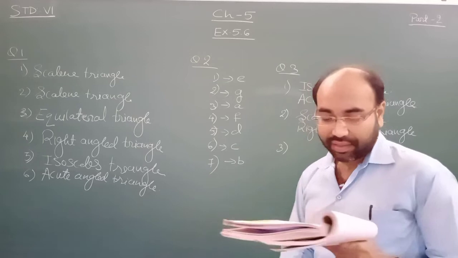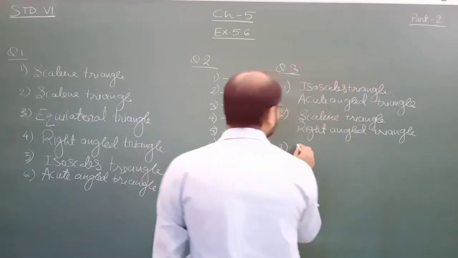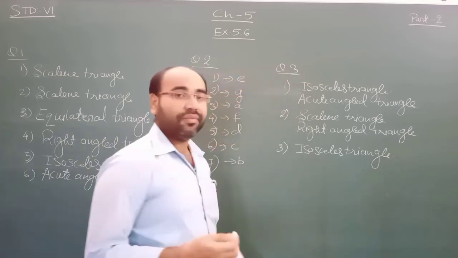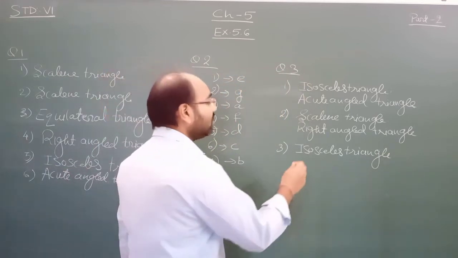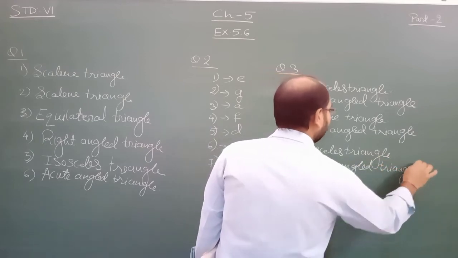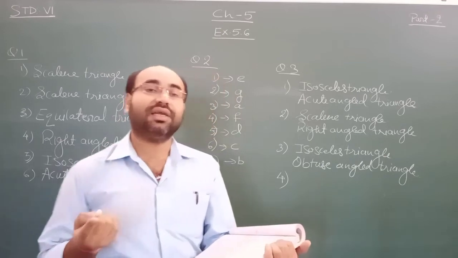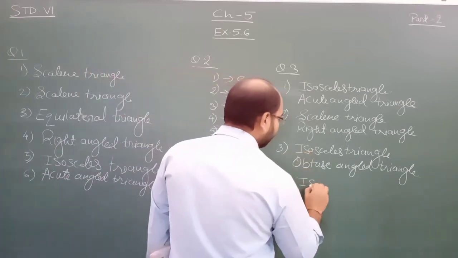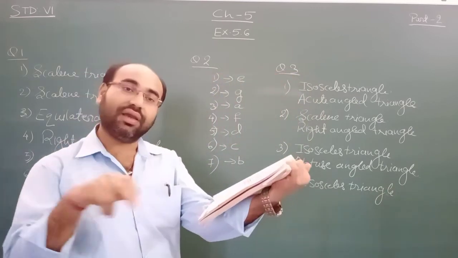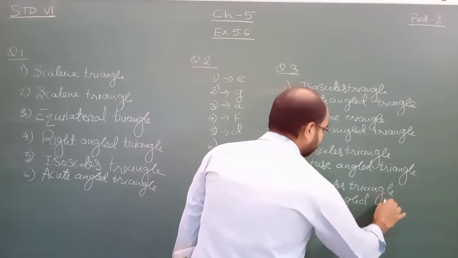Now the third one: two sides are given of the same length, 7 centimeter, 7 centimeter, so it will be an isosceles triangle. Now based on angles, if you see one of the angles is more than 90, so it will be an obtuse angle triangle. Fourth one: again two sides are given equal, so it will again be an isosceles triangle, and one of the angles has a box marking, so it is a right angle triangle.